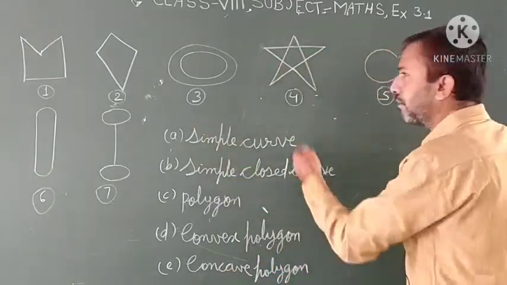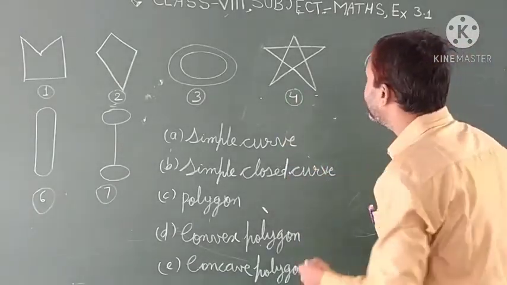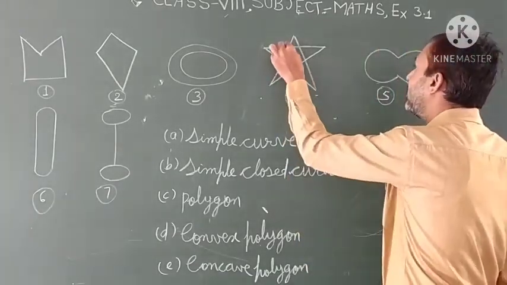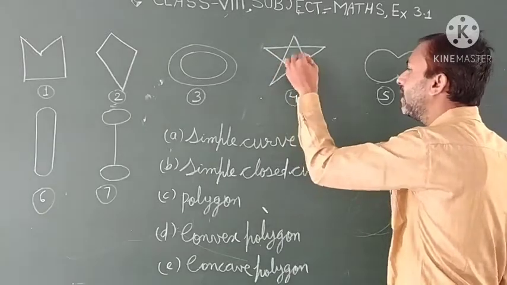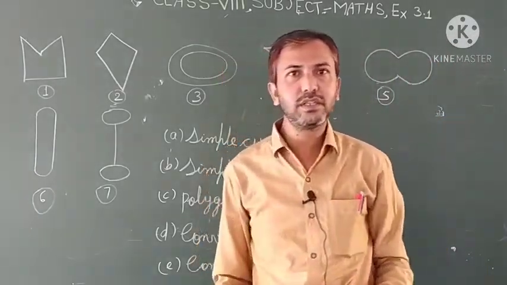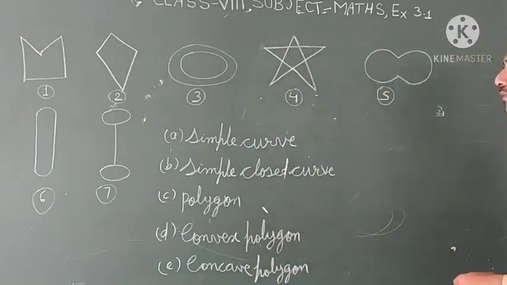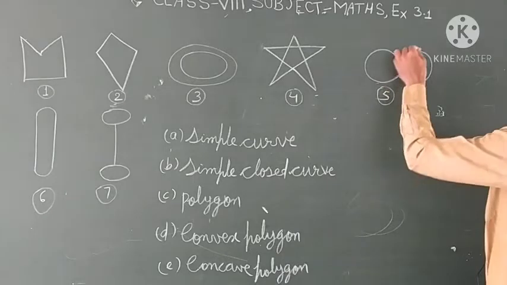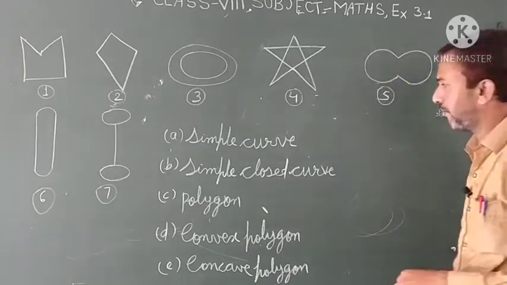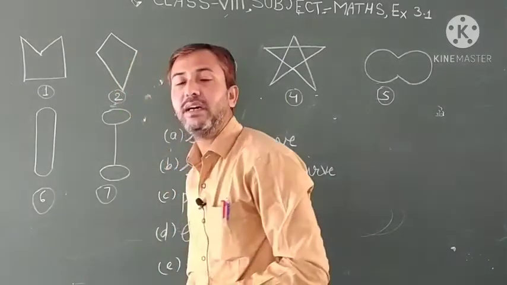Now come to the question number 4. It is the curve, but it is not a simple curve. Why? Because it crossed itself. It crossed here, here and here. So a figure that crosses itself is not a simple curve. Now come to the fifth. Fifth is a simple curve. Why? Because it does not cross itself. And same for the sixth, but 7 is not a simple curve.